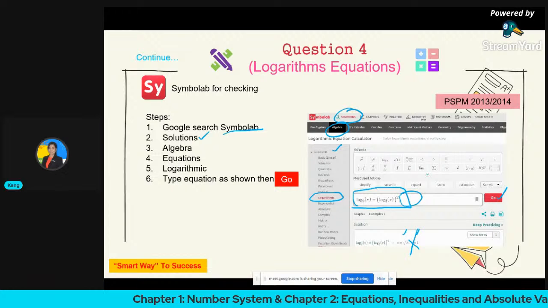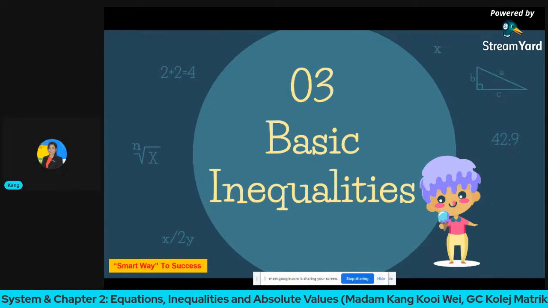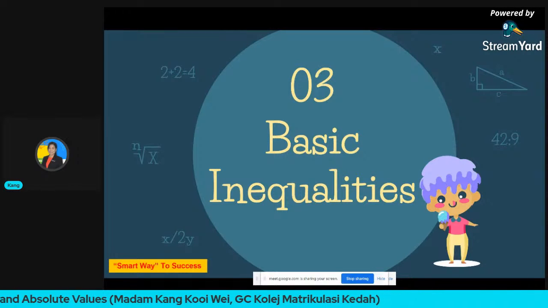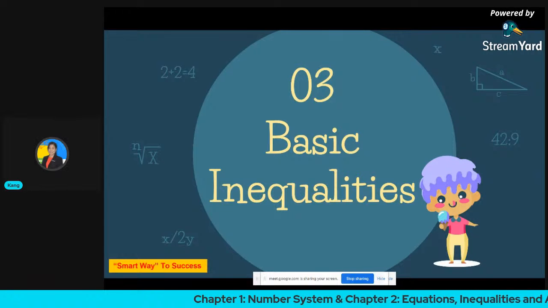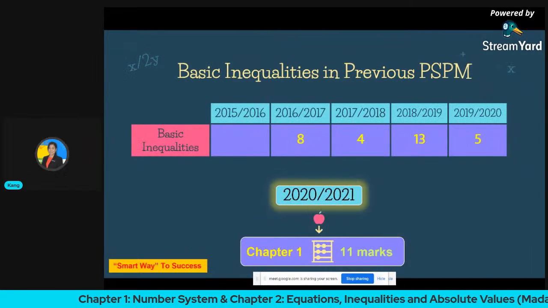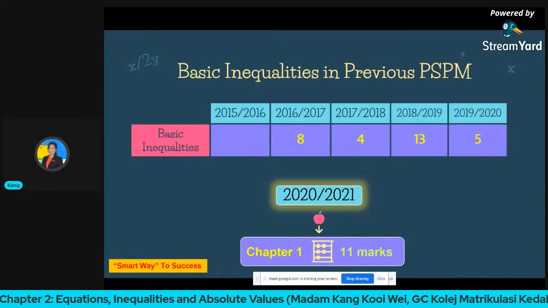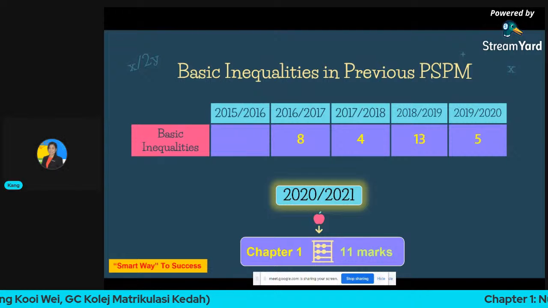Okay, so now we have finished learning the subtopic of basic equations. For basic equations, we have 3 parts: indices, surd, and logarithmic. Now for the next, this is the third part of slot 7: the basic inequalities. From the analysis of previous PSPM questions, almost every year this subtopic will be asked.